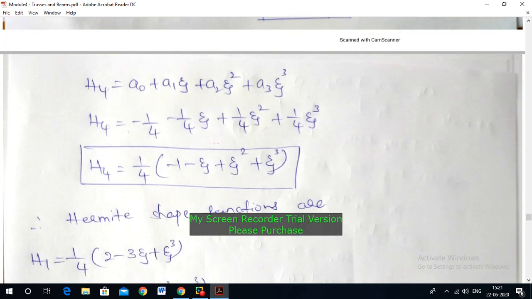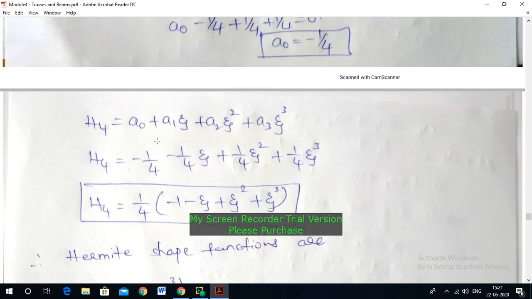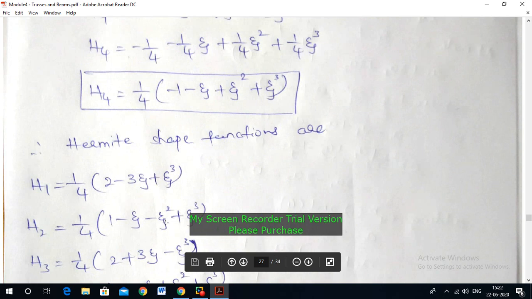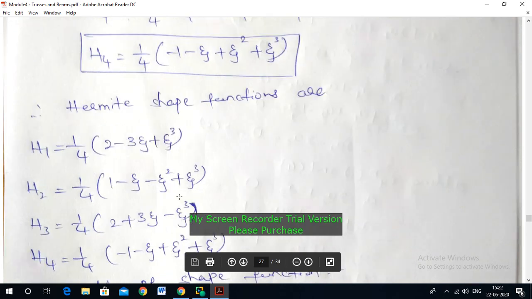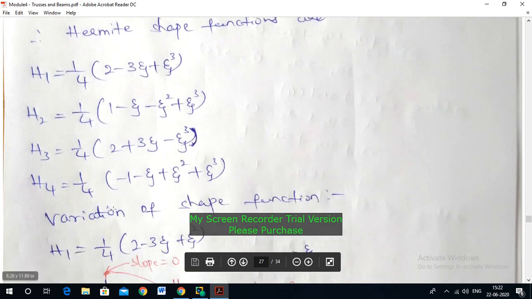And therefore H4, substituting all the values A0, A1, A2, A3 in the equation for H4, that is A0 plus A1 zeta plus A2 zeta square plus A3 zeta cube, and finally taking the common term, after simplification I will get H4 equal to 1 by 4 times minus 1 minus zeta plus zeta square plus zeta cube. Hence, the Hermite shape functions are H1 equal to 1 by 4 times 2 minus 3 zeta plus zeta cube. H2 is equal to 1 by 4 times 1 minus zeta minus zeta square plus zeta cube. And H3 is equal to 1 by 4 times 2 plus 3 zeta minus zeta cube. H4 is equal to 1 by 4 times minus 1 minus zeta plus zeta square plus zeta cube.